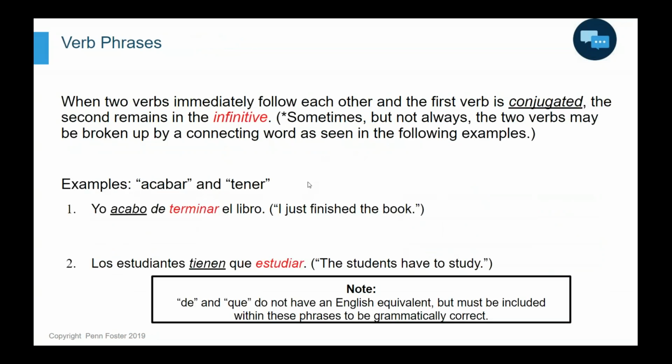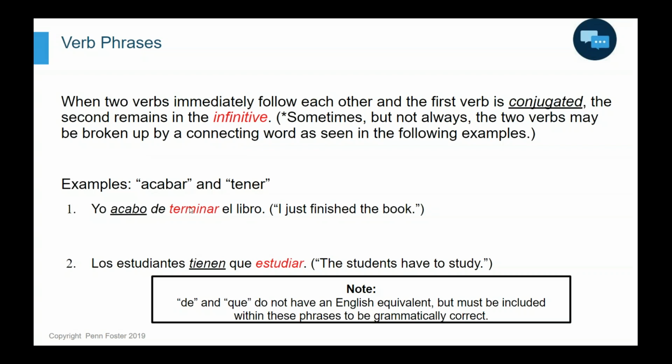So moving on, we're going to now talk about verb phrases and the idea of two verbs back to back in a sentence. As it says here, when two verbs immediately follow each other, and the first verb is conjugated, again, that idea that we just described about adding a specific ending, your second verb will remain in the infinitive, again, the one that ends in AR, ER, or IR.